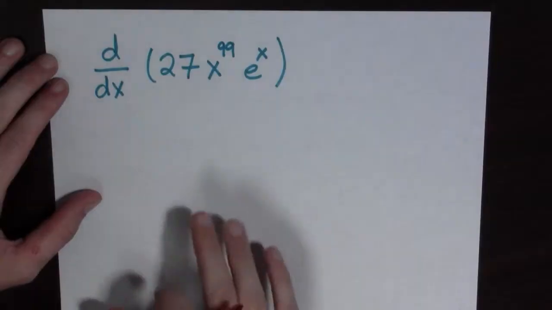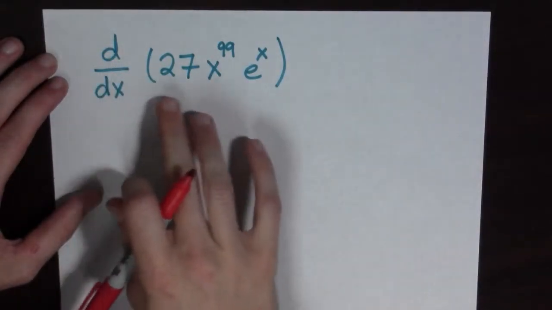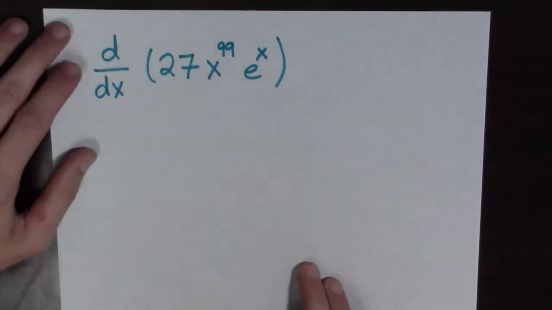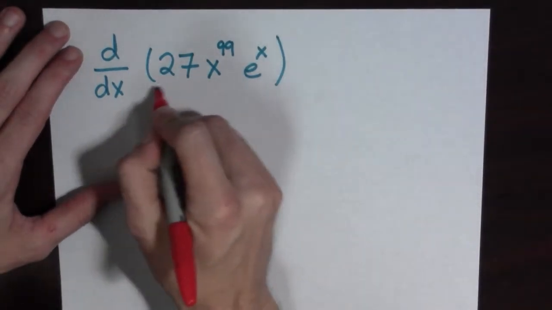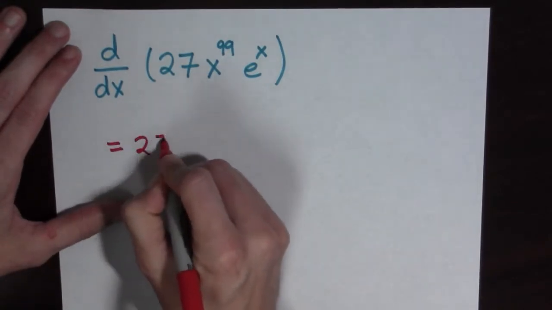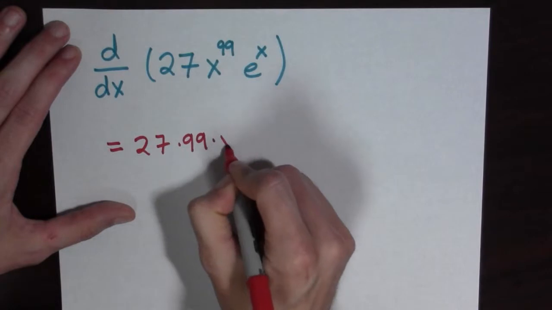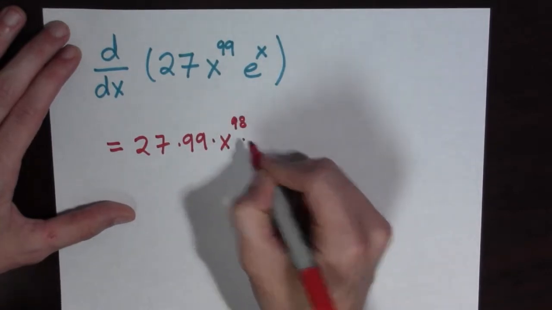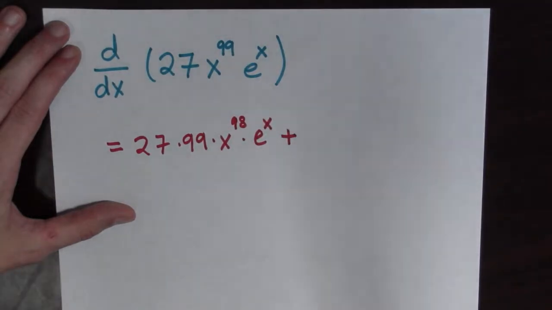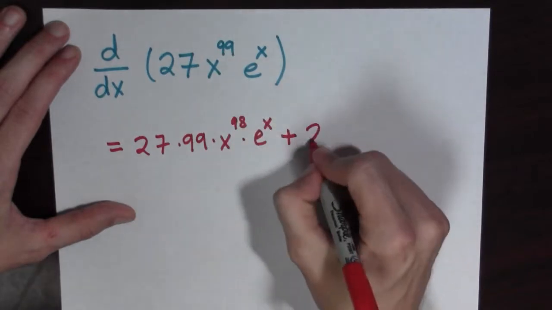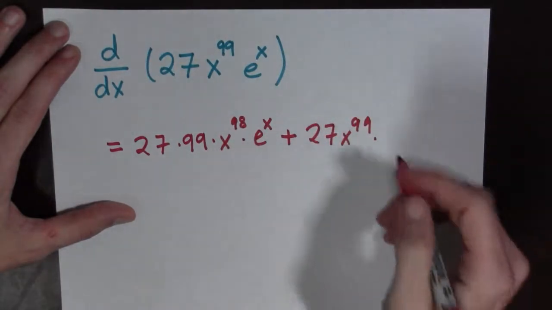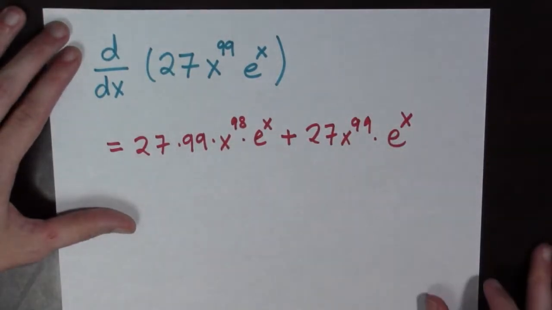First example. Our first example is the derivative with respect to x of 27 x to the 99 times e to the x. We're going to use the product rule here. To use the product rule, we take the derivative of this factor first. So this is equal to 27 times 99 times x to the 98 times, now we just multiply by this factor, e to the x, plus, now we keep this factor the same, 27 x to the 99 times, well, what's the derivative of e to the x? It's e to the x. So there, e to the x.